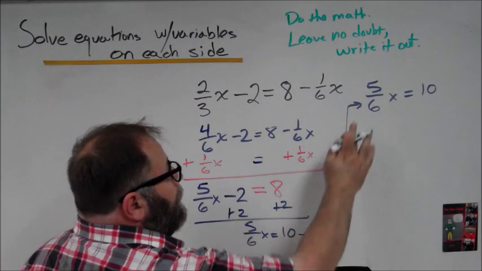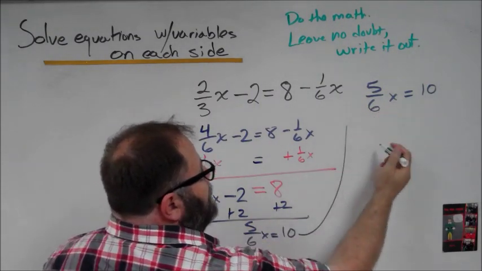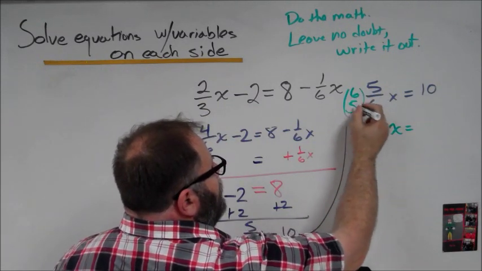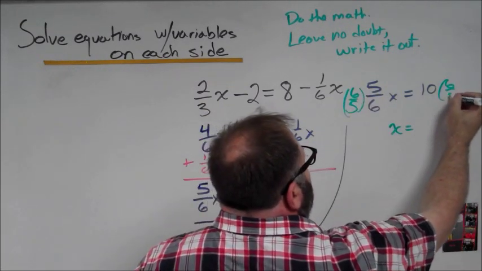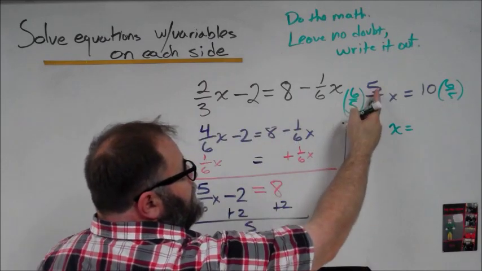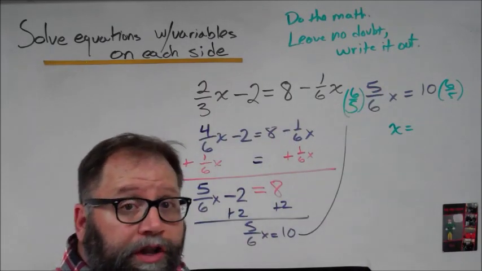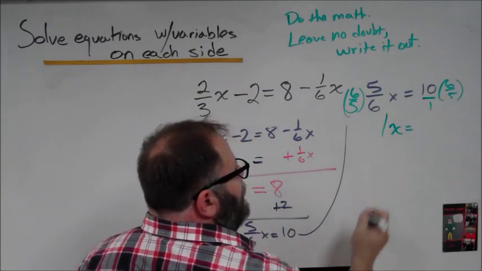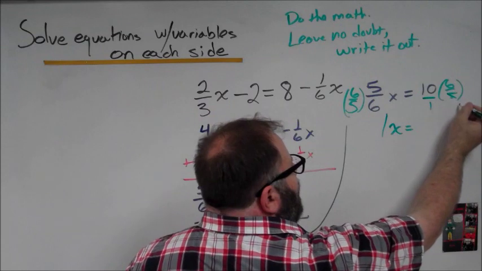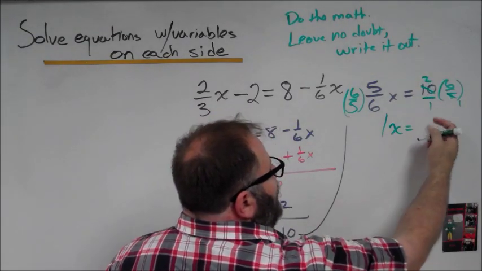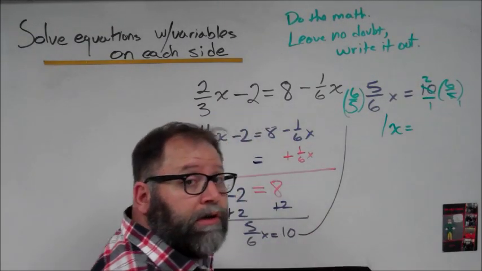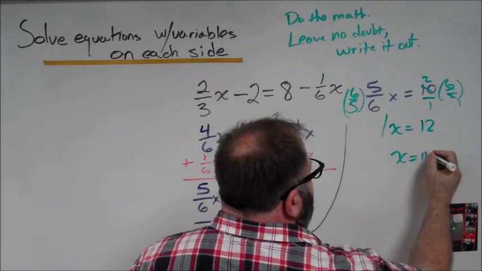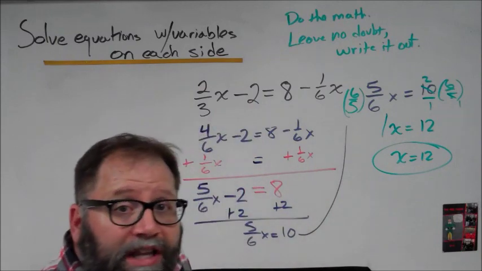Now we want to turn this into just x, which means we go back and we need the reciprocal. 6 times 5 is 30, 5 times 6 is 30, 30 divided by 30 is 1. Now on this side, there's my 1x. All right, let's divide off this 5 and the 10. And I have 1 times 1 is 1, 2 times 6 is 12. X equals 12.